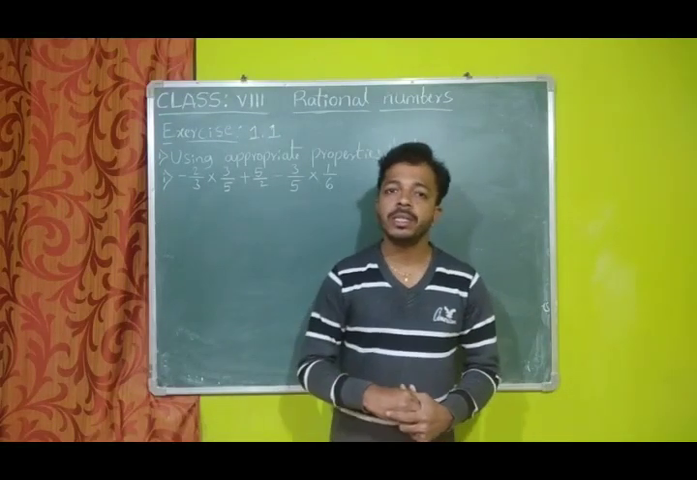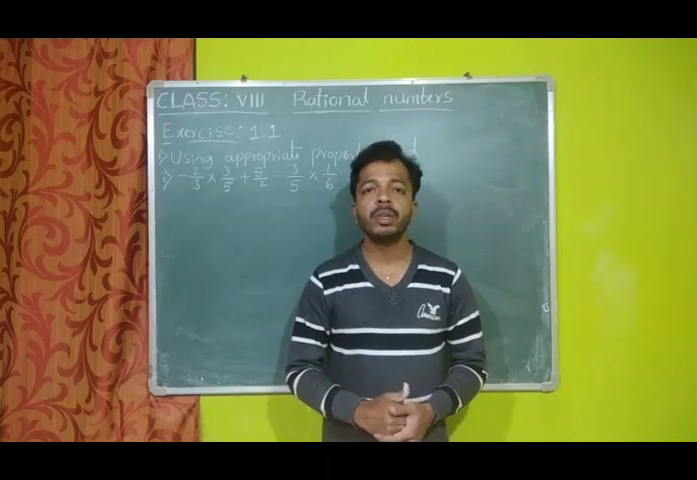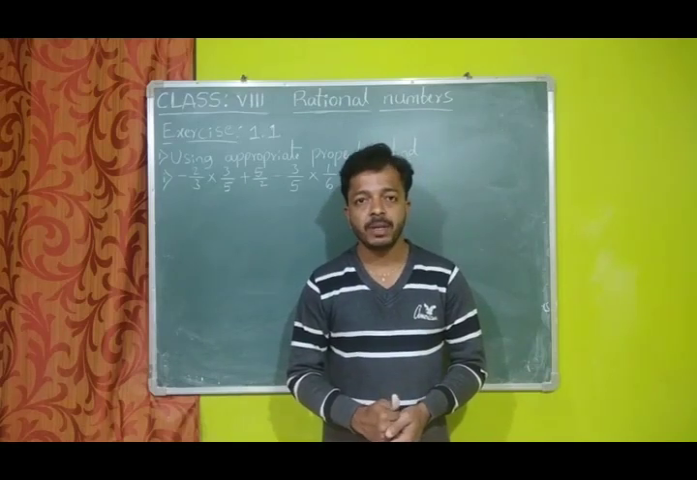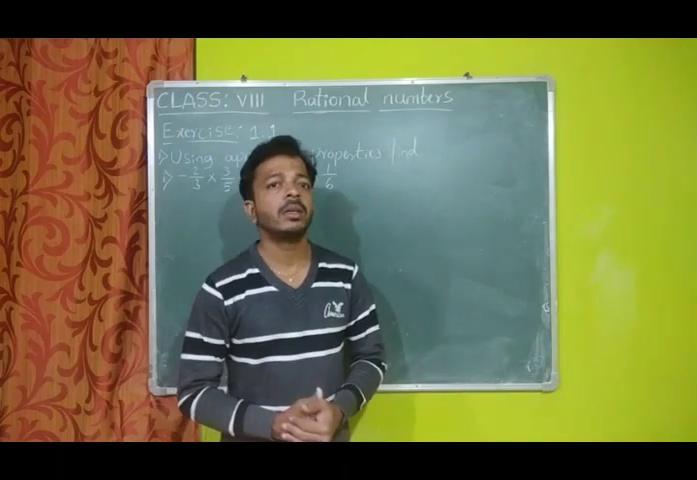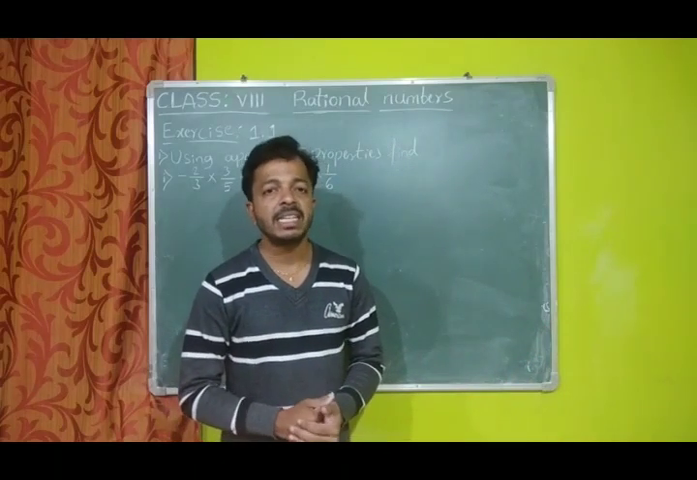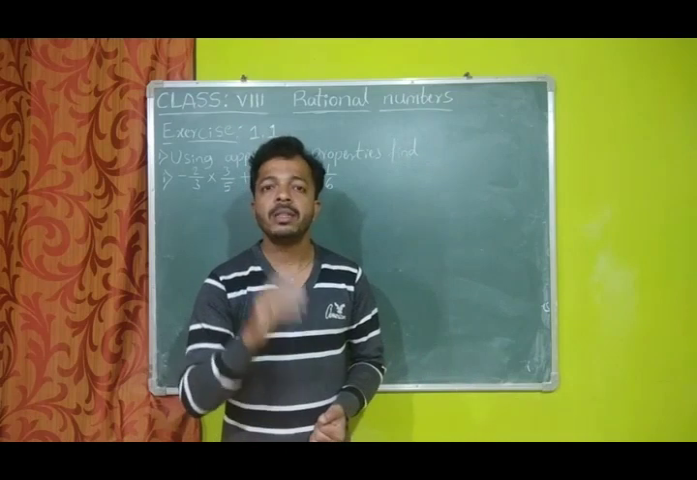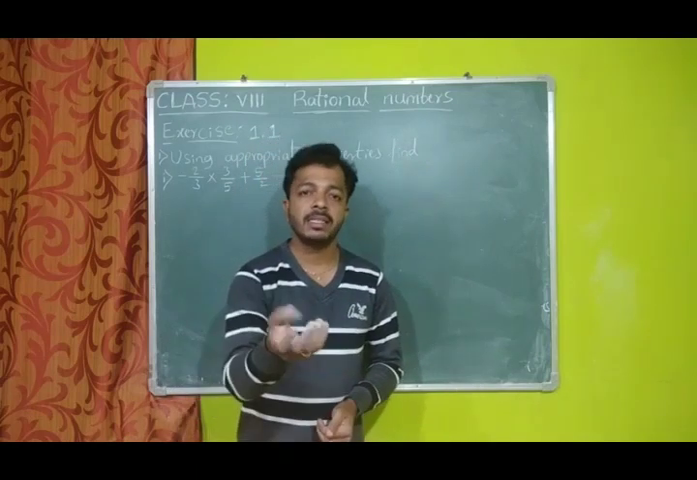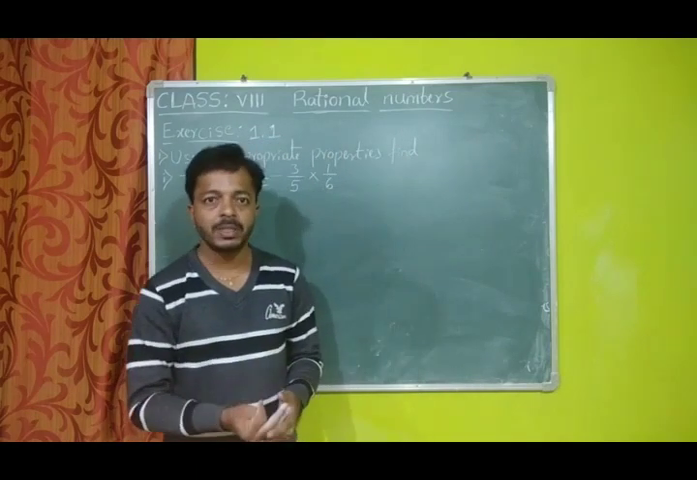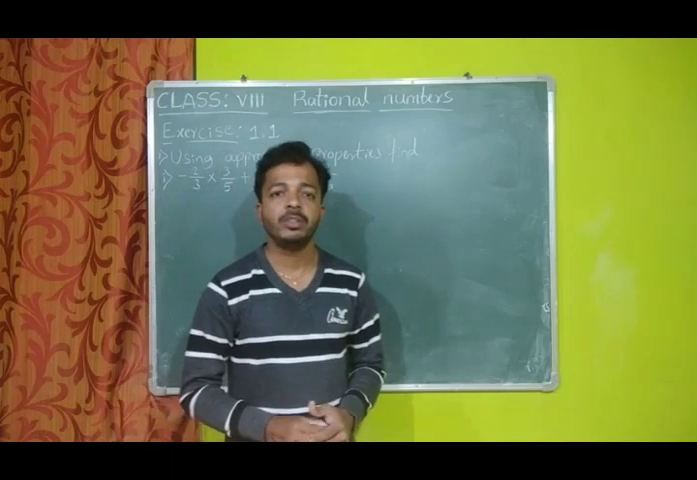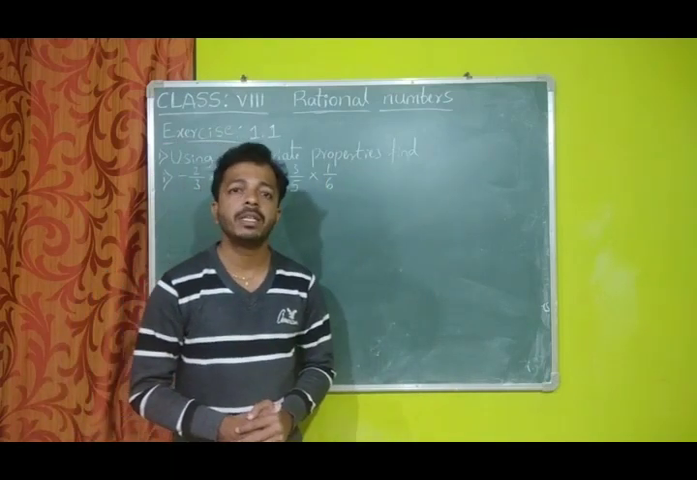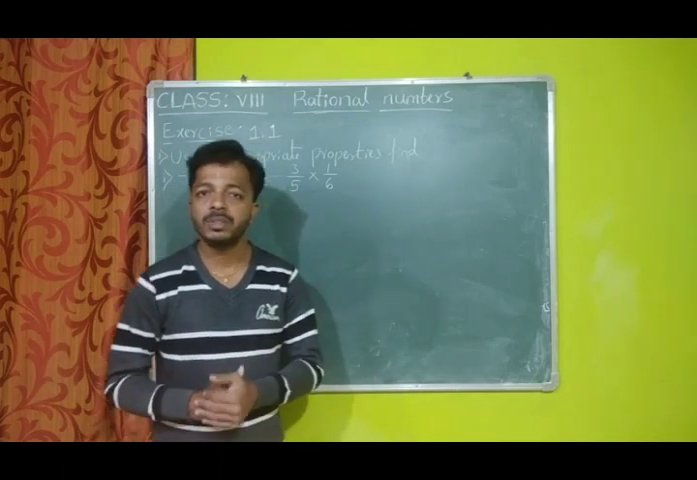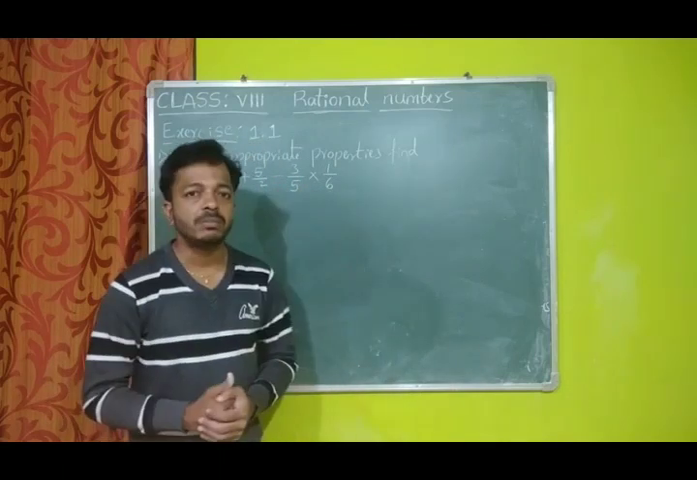So today we are going to discuss exercise number 1.1 from the rational number chapter. Before going to discuss this exercise, just recall the concept of points of that rational number chapter. The properties of rational numbers are the closure property, commutative property, associative property and distributive property, and additive identity and multiplicative identity. These properties we learn from the rational number chapter.